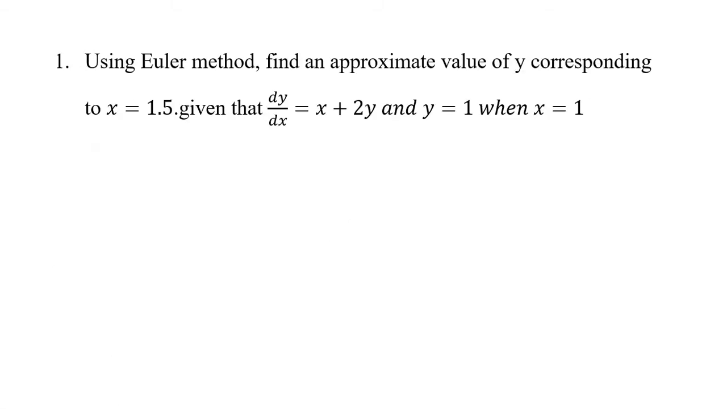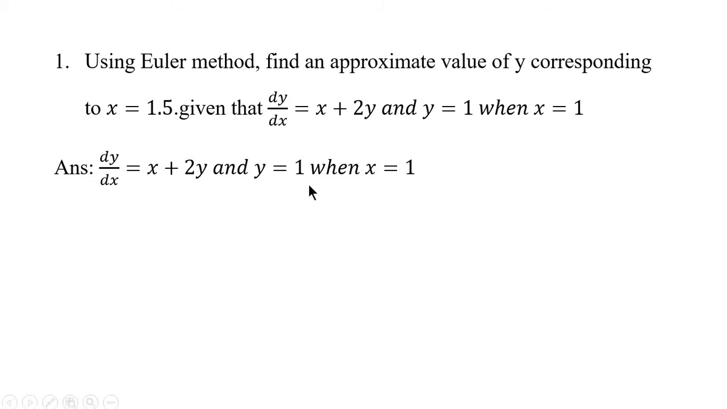Problem 1. Using Euler method, find an approximate value of y corresponding to x equal to 1.5 given that dy by dx equal to x plus 2y, y equal to 1 when x equal to 1. Let us write down the given data. So dy by dx is x plus 2y, y equal to 1 when x equal to 1. So the initial condition is given. So we have x0 equal to 1 and y0 equal to 1. We have to find out the value of y corresponding to x equal to 1.5.